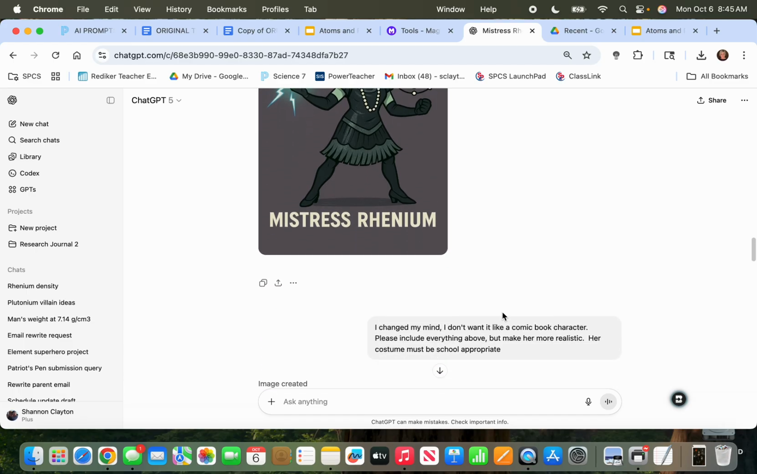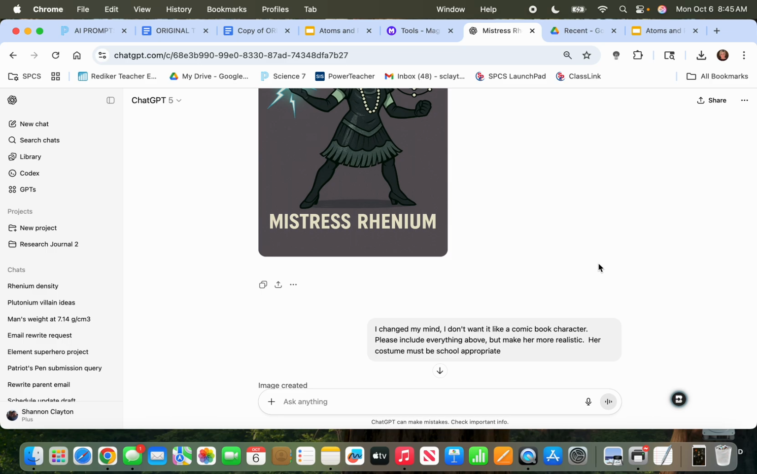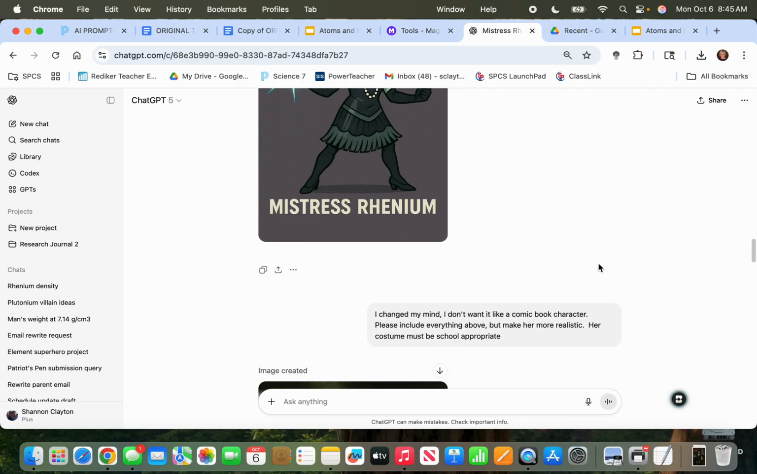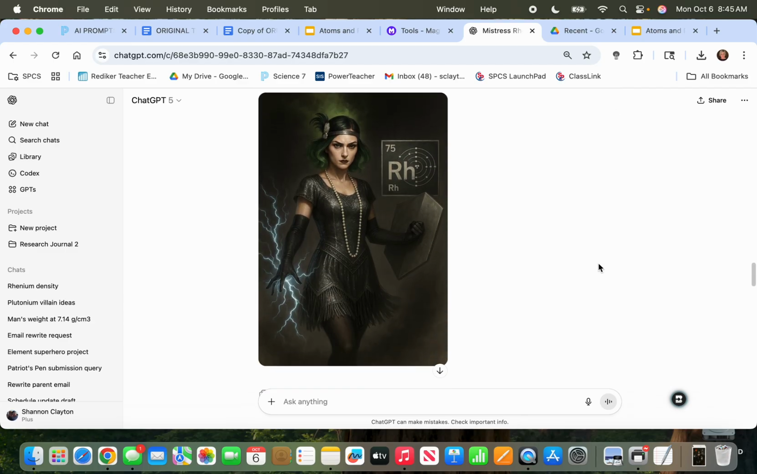So I said, changed my mind. I don't want it to look like a comic book character. Please include everything above, but make her more realistic. Her costume must be school appropriate, because there you go. Once you start saying, make it more realistic, I'm nervous about what's going to come of this costume. And look what I got.